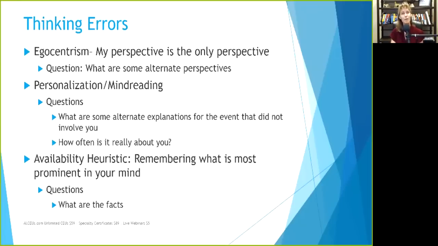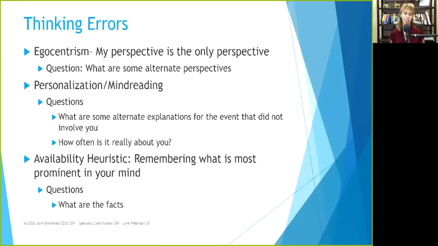So encouraging people to not necessarily assume they know what's going on in someone else's mind and not automatically attributing every person's negative behavior to something they did. How often, and then ask them, how often has it really been about you? Think about the last 10 times you've taken something personally. How many of those 10 times has it really been about something you did versus something with the other person?